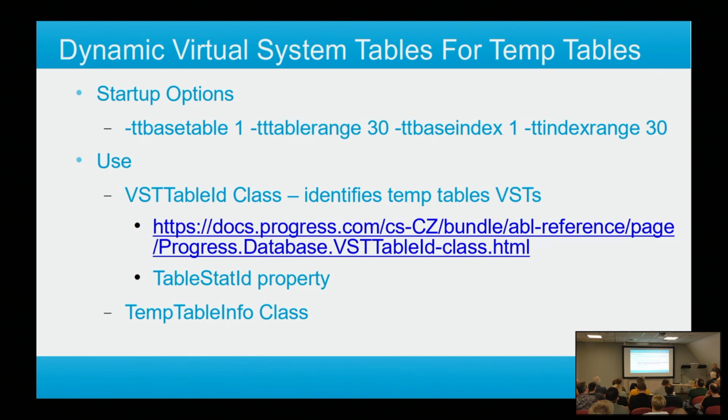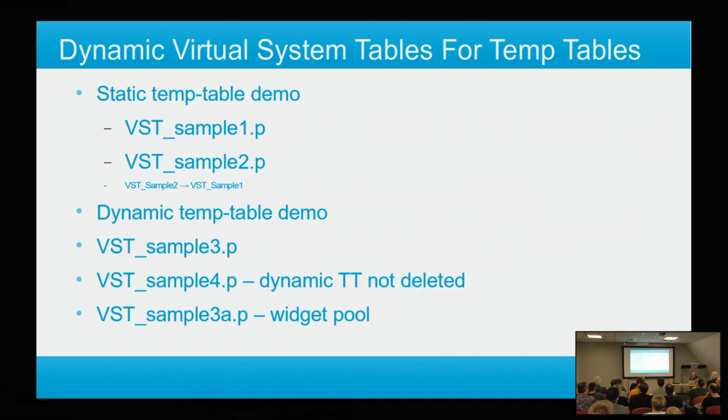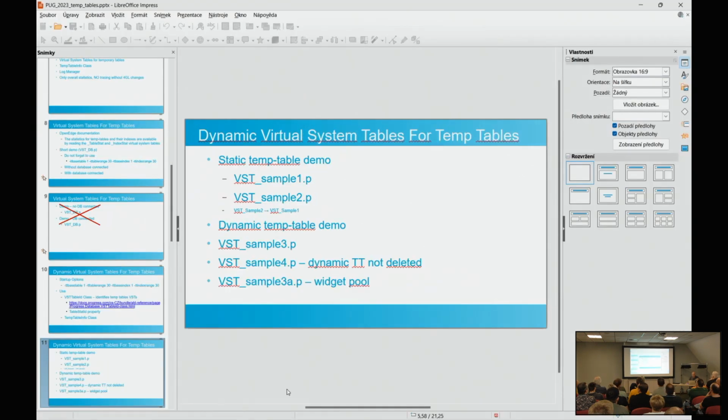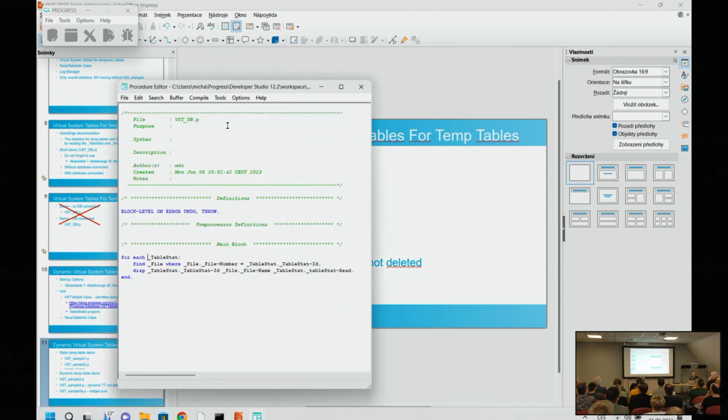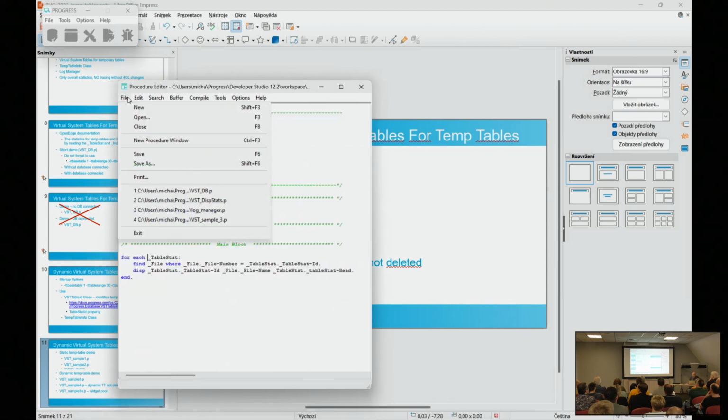So in our examples, we will be using ABL code only. There will be no specific command line utilities, no specific features, and so on. So let's go to some examples. The first example will be about static temp tables.